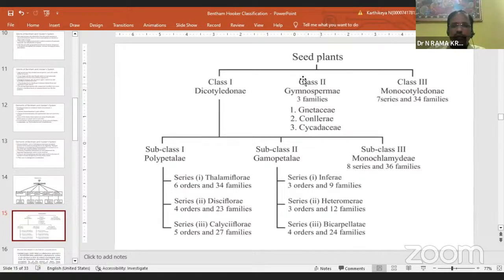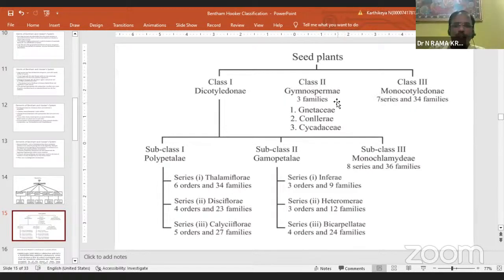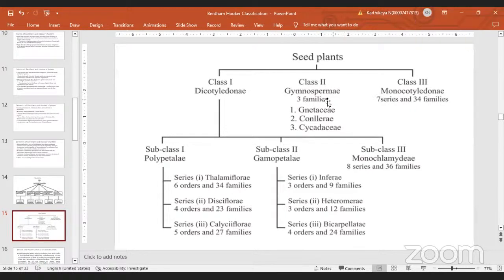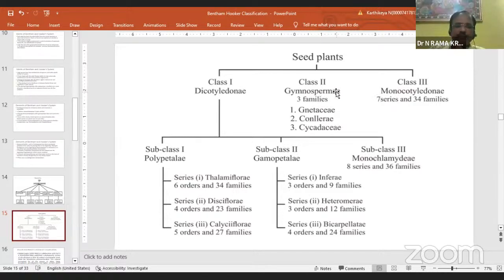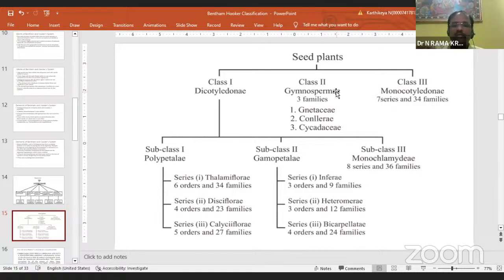Next, you see here the second point. What is the second class? Gymnosperms. Please tell me what is the meaning of gymnosperms. What is the meaning of sperms? Naked seed. That is very easy. So gymnosperms is where the naked seeds are there.